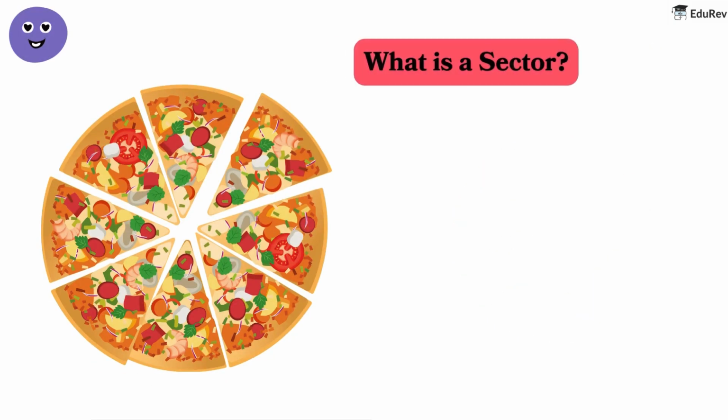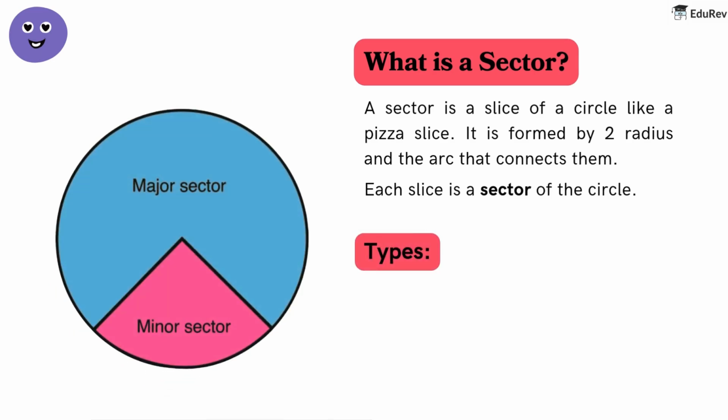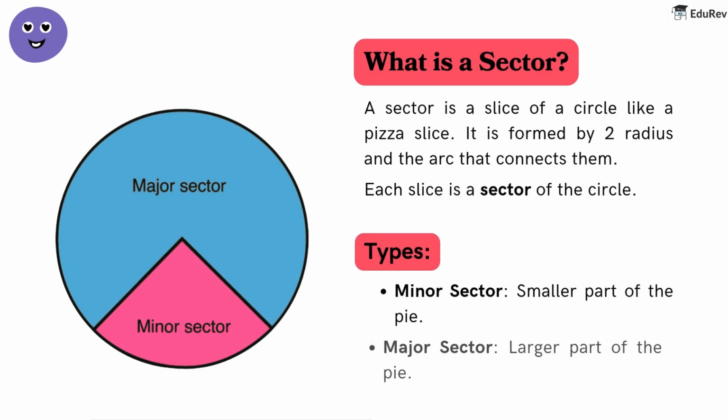So, let's dive in. A sector is a slice of a circle, much like a pizza slice. It is formed by two radii and the arc that connects them. Imagine you have a pizza divided into 8 slices. Each slice is a sector of the circle. There are two types of sectors. Minor sector: this is the smaller slice of the pie. Major sector: this is the larger remaining part of the pie after taking out the minor sector.